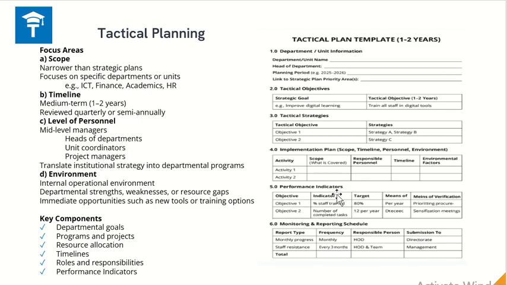Then we need the performance indicator. We may use percentages, for the objective one, an indicator that shows this person is qualified to this extent. Then the target, like per year, per month. Then the means of verification. Then we need the monitoring and reporting schedule. We have the report type, the frequency, the responsible person, and to whom this tactical plan is going to be submitted.